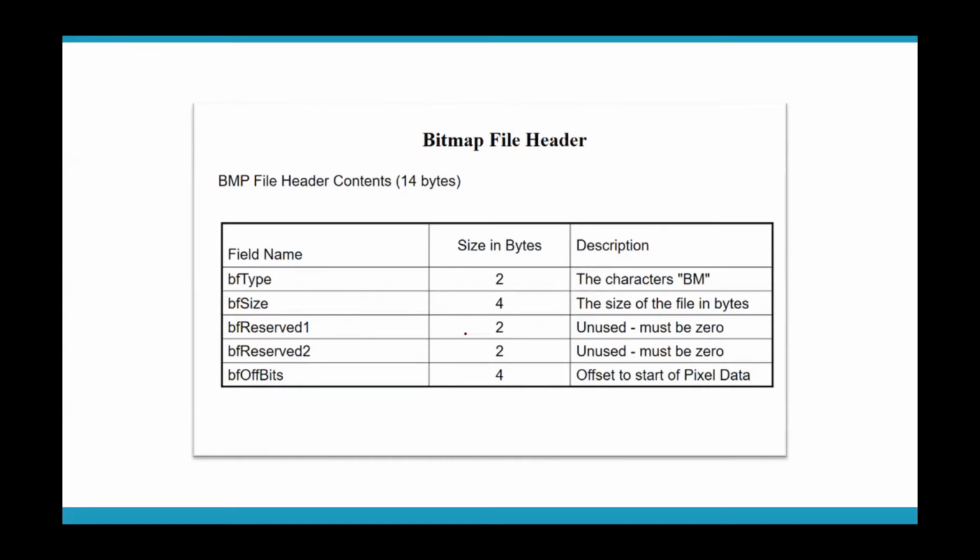Now what you see in front of you is a table which has some information. You can see here three fields. The first field is the field name. The second field is how much size every field takes up. And the third field is the description of that field, what the field is about. These are the fields which you will find in a bitmap file header. We are talking about the bitmap file header, so the file header contains all this information.